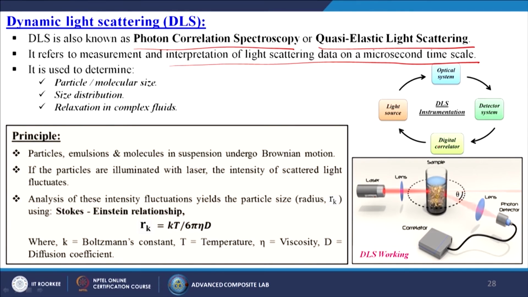How does it work? Particles, emulsions and molecules in suspension undergo Brownian motion. If the particles are illuminated with a laser, the intensity of scattered light fluctuates. Analysis of these intensity fluctuations yields the particle size radius Rh using the Stokes-Einstein relationship, which is Rh = kT/6πηD, where k is the Boltzmann constant, T is the temperature, η is the viscosity and D is the diffusion coefficient.